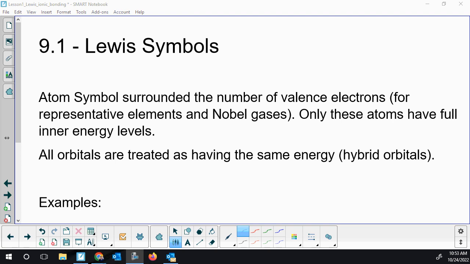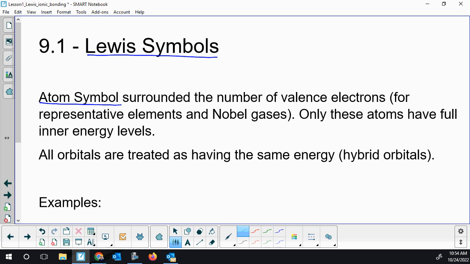So our first topic, our building theme for this unit, is Lewis symbols. They're sometimes called Lewis dot diagrams or just dot diagrams. To write these, we start with the atomic symbol, and we're going to surround the atomic symbol by the number of valence electrons. Now, Lewis symbols are only done for representative elements. So that's group 1 and 2, and then group 3A all the way to 8A. Okay? Lewis symbols don't work for our transition metals or our D block.